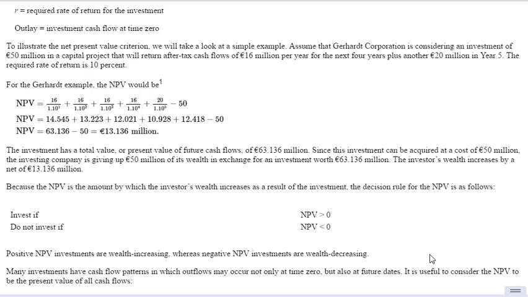Because the net present value is the amount by which the investor's wealth increases as a result of the investment, the decision rule for the NPV is as follows. Invest if net present value is greater than zero, and do not invest if net present value is less than zero. Positive net present value investments are wealth increasing, whereas negative net present value investments are wealth decreasing. Many investments have cash flow patterns in which outflows may not occur only at time zero, but also at future dates. It's useful to consider the NPV to be the present value of all cash flows, okay?